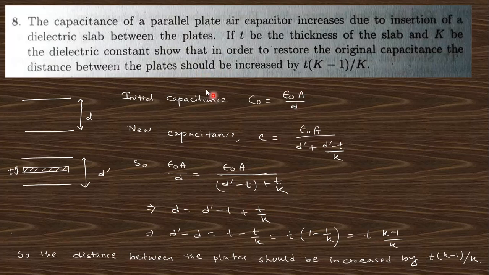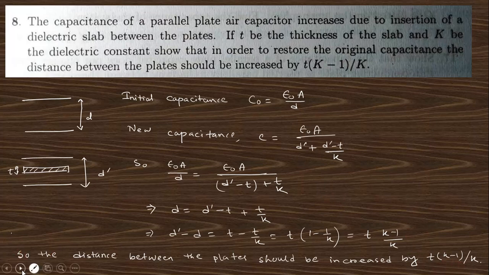You need to find out what the distance increase should be, that means D prime minus D. Taking this calculation, you will get this answer. So this is the distance we need to increase, the separation between these two slabs, such that the total capacitance remains constant.